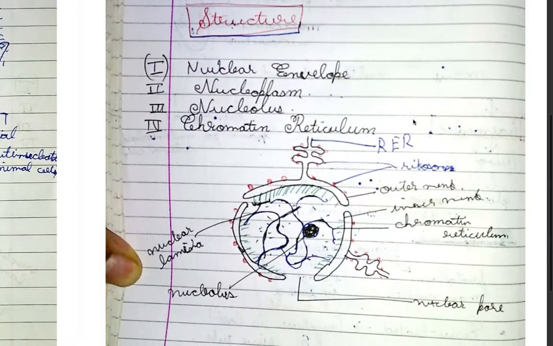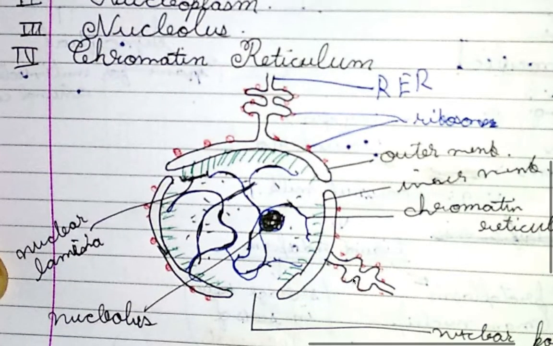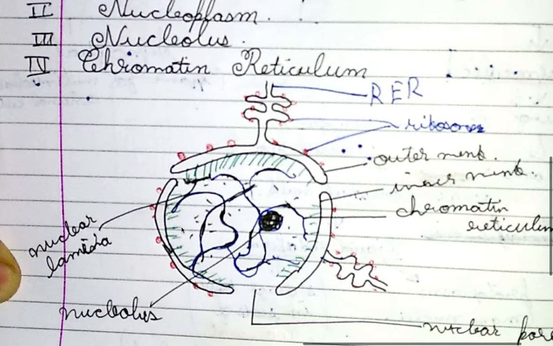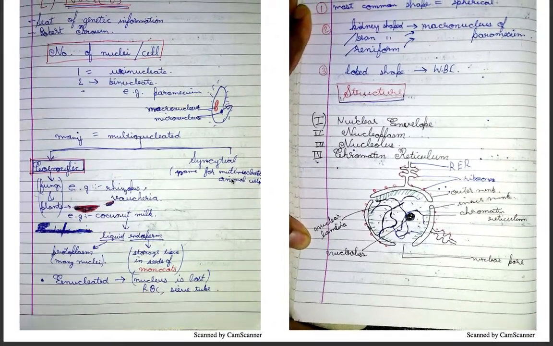Structure: nuclear envelope, nucleoplasm that is inside of it, and nucleolus and chromatin reticulum. This is RER. These are the ribosomes, the red ones: outer membrane, inner membrane, and the chromatin reticulum, which is light colored and dark colored both. And then there are nuclear pores where nothing is present. Now, nucleolus is present, and then there is nuclear lamina attached to the inner membrane.